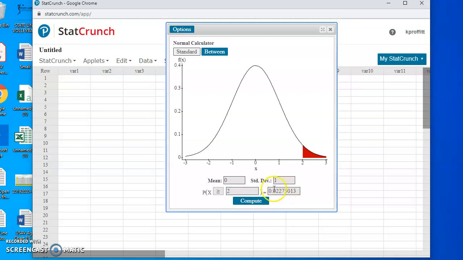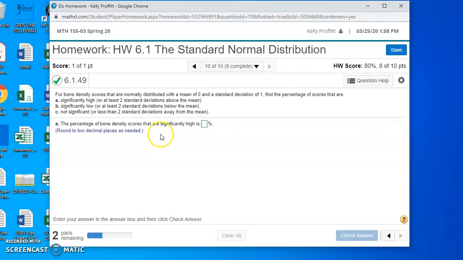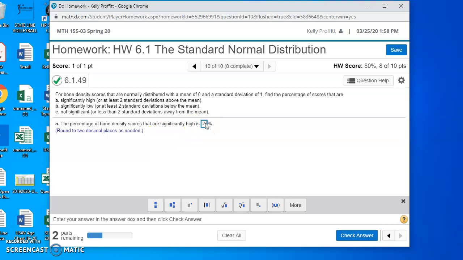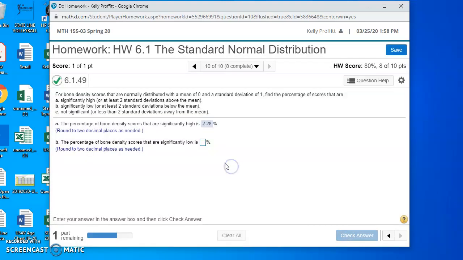Okay, when you do that, it gives you the area under the curve, which is this red area, which is the same thing as the probability. You can convert that to a percentage. So this converted to a percentage would be, move your decimal 2 places, 2.28%. So 2.28% of the bone density scores would be considered significantly high.